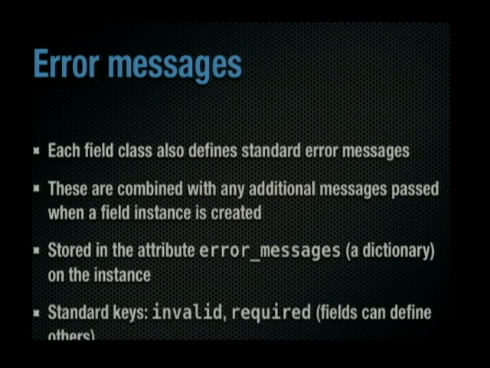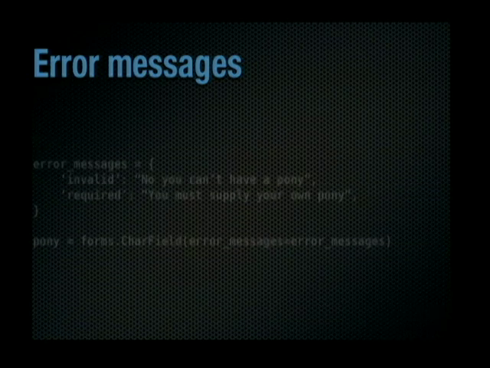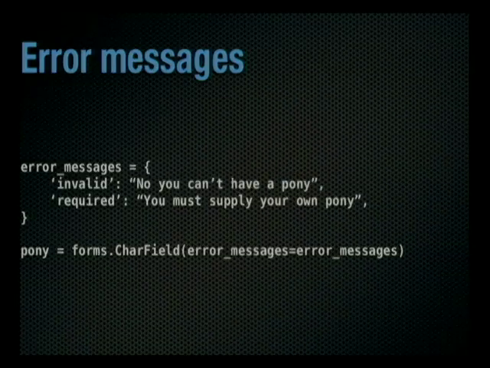Every form field type has two of them built in automatically, one called invalid, one called required. Basically, any form field can define other keys. The documentation goes over all of them. This is pretty much what it looks like. Let's say you wanted to pass your own error messages into this field. This is how you would do it. Build your error messages dictionary, pass it when instantiating the field, and now it will use these messages automatically instead of its own defaults.